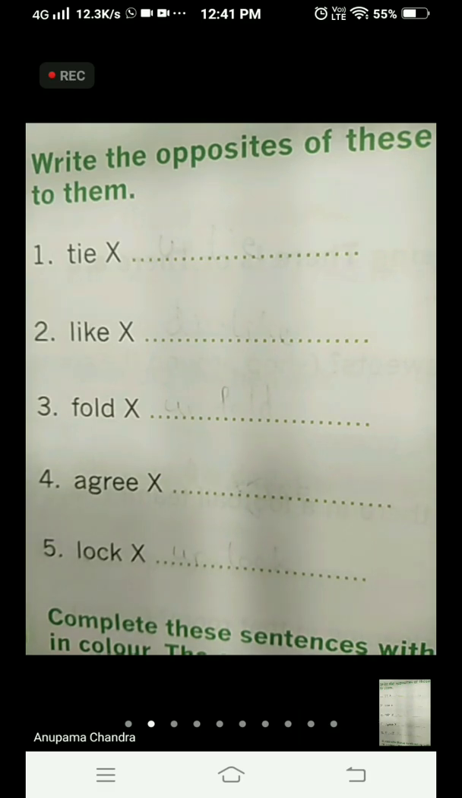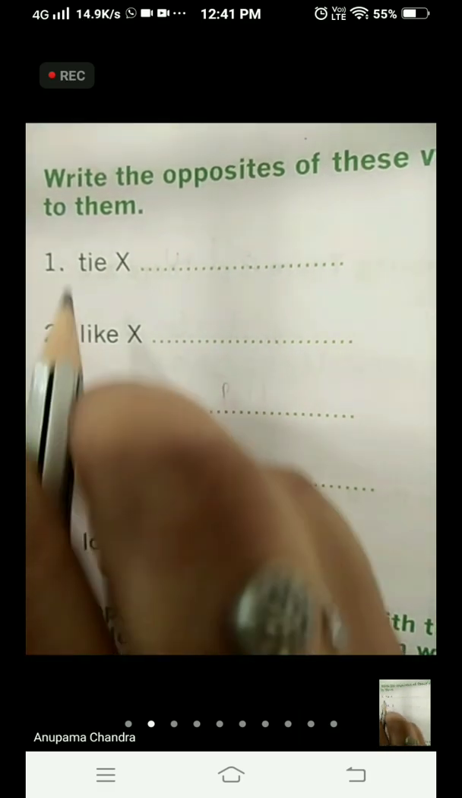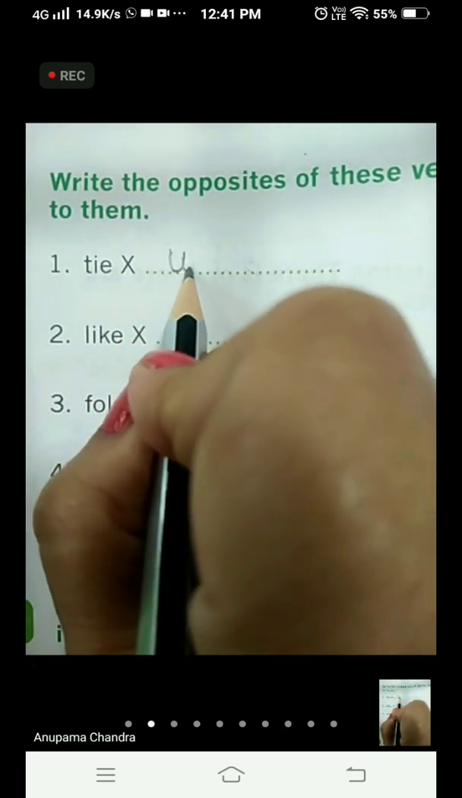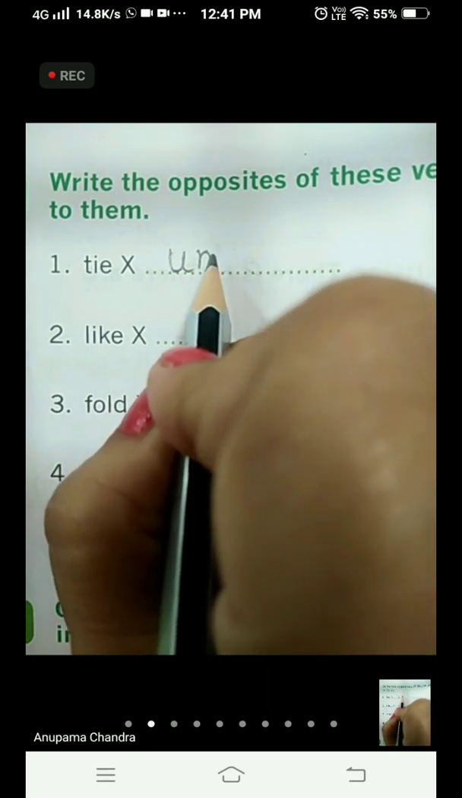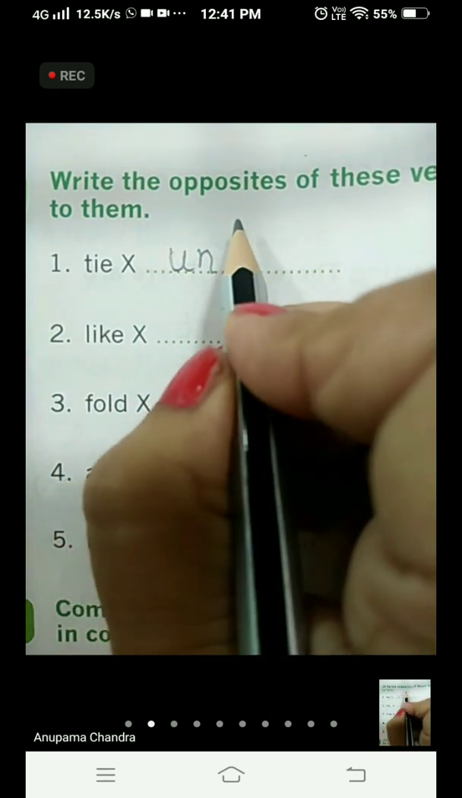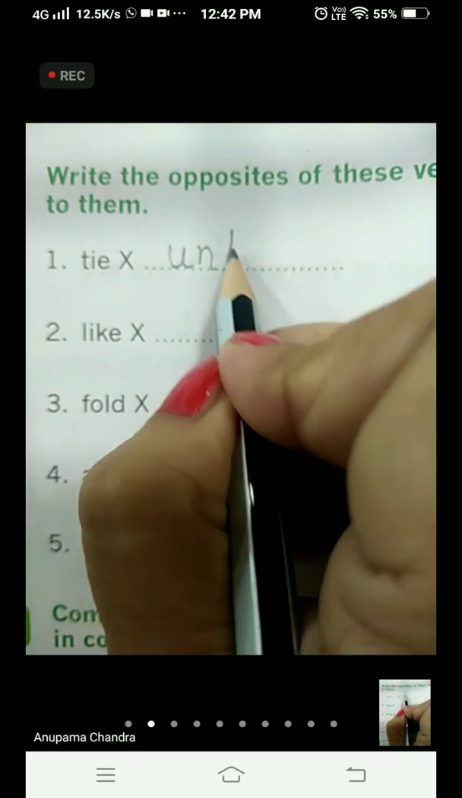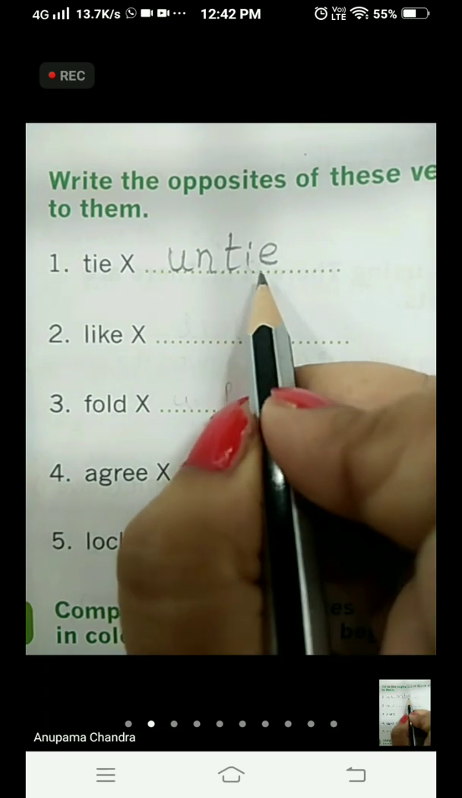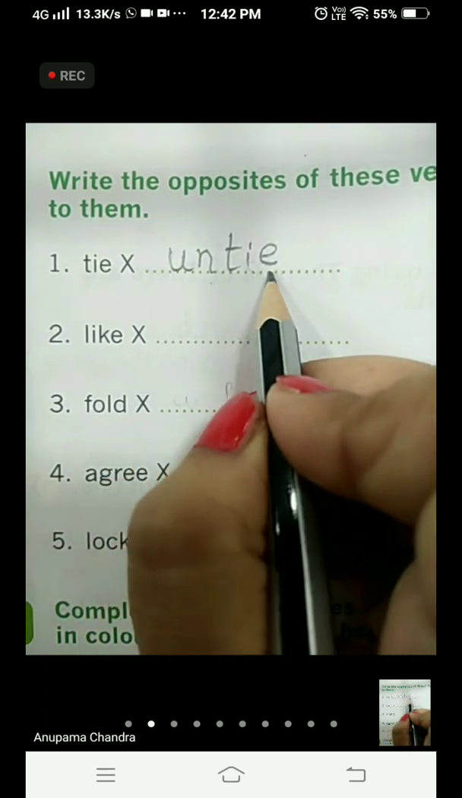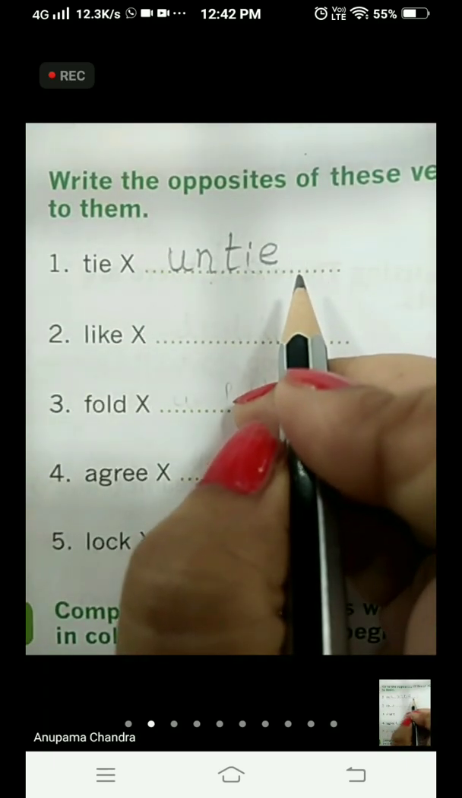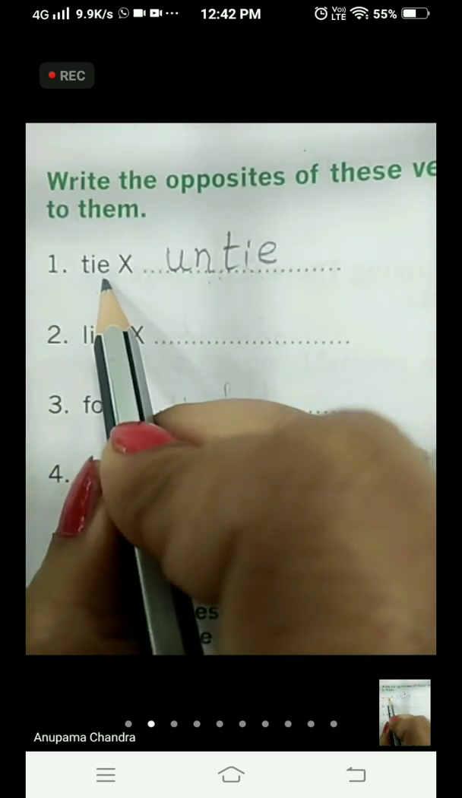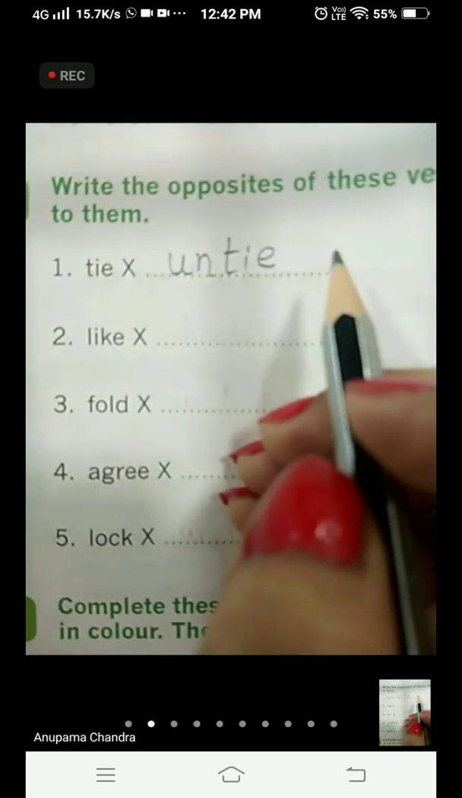What is the first one? Tie. So we are going to write here, first what we are going to write? Un. We will use un for the word tie to make the antonym for it. Untie. So it becomes the antonym for the word tie. Tie, untie.